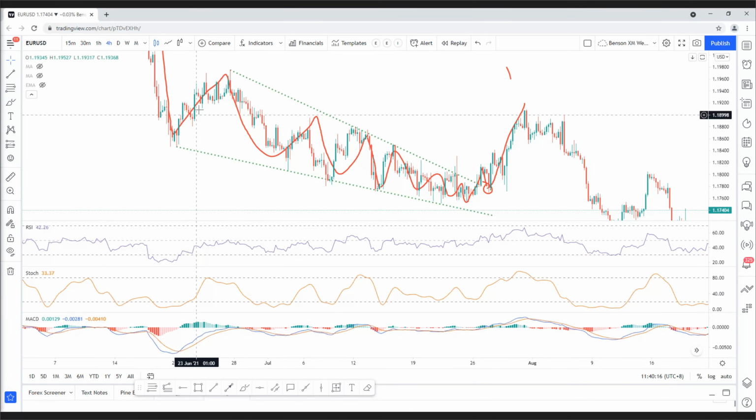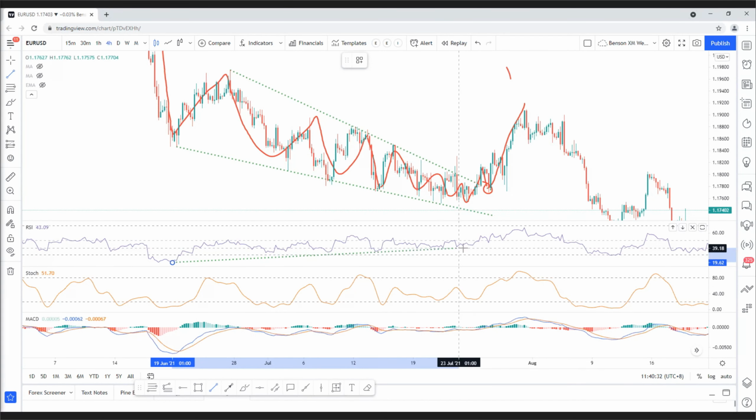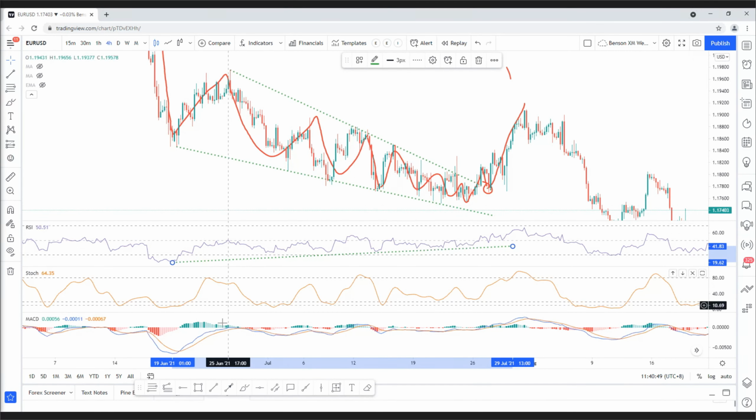What we can see from here is the price is going lower, making lower highs and lower lows. But on the flip side, let's look at RSI first. What is the RSI showing us? RSI is trending up, making a bullish divergence against the price action.